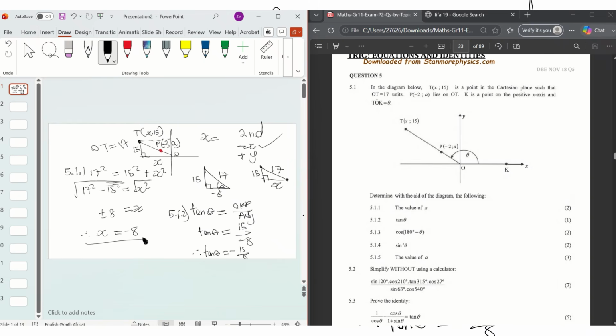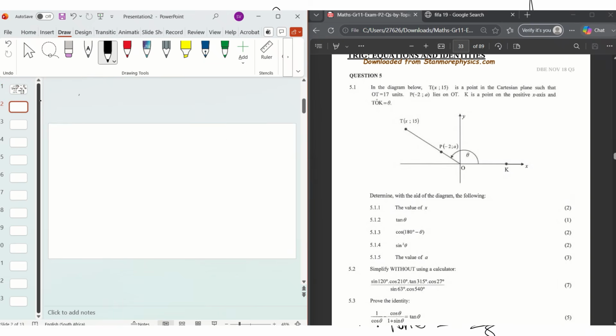Okay, I'm running out of space. I'm going to use the second slide. So now 5.1.3. Let me draw that triangle again so that I don't have to go to that page again. So we have 17 here, and then we had 15, and then we had negative 8. Okay, 5.1.3, they've given us cos(180 minus theta).